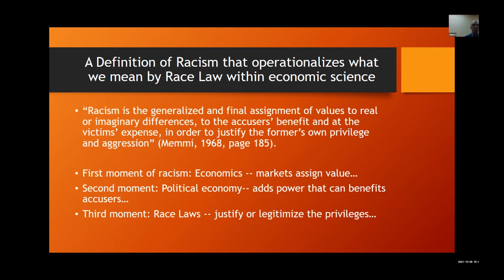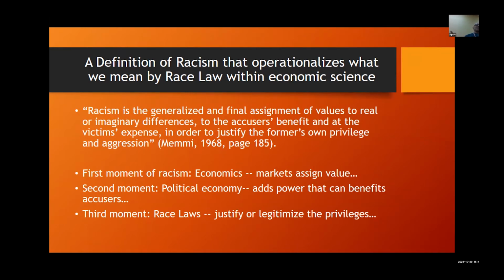First moment, markets assigning values. That's the way economists tend to think about this: wage differentials, et cetera. Second moment's political economy. Somebody has to have the power to enforce this, to the benefit of those doing, or the system doing this. The third moment we take to be race laws. What's justifying this?